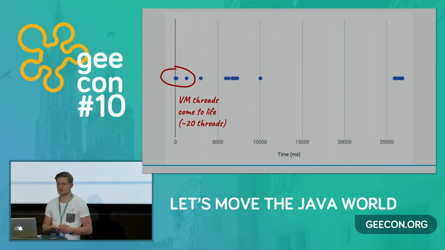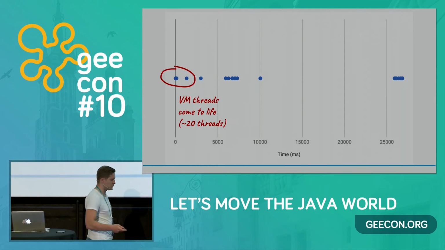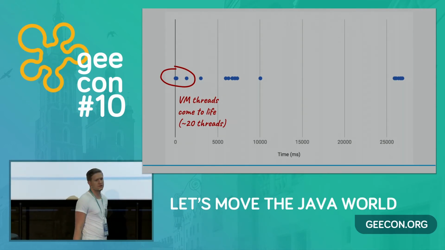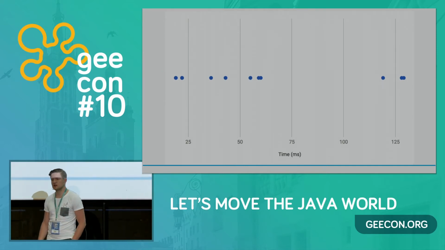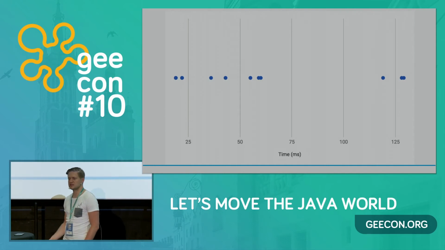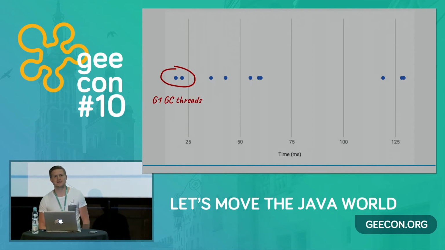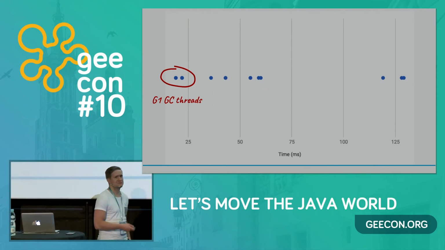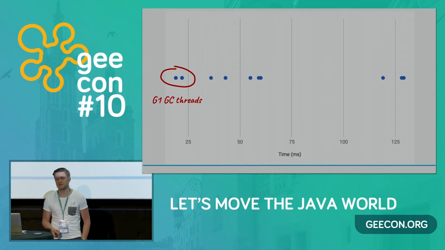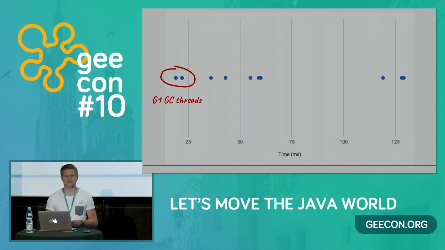The VM threads come to life, and let's zoom in on those VM threads. What's actually in this group, in this cluster of threads? It all happens in the first 100 milliseconds or so of the life of this application. The first thing that actually shows up here is the garbage collector. So the first threads that are actually created by the first thread in the application are G1 threads.